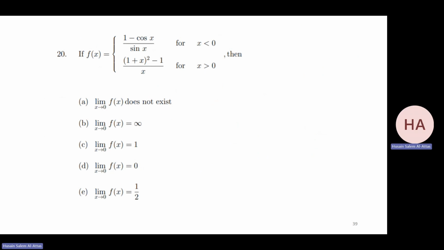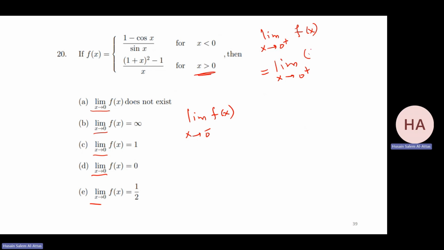Now, piecewise function. If you notice, the question is always talking about limit x goes to 0. That means they need to check limit x goes to 0 from the right, and limit x goes to 0 from the left, of the same function. So that will be limit x goes to 0 from the right. I am here, so take the function.